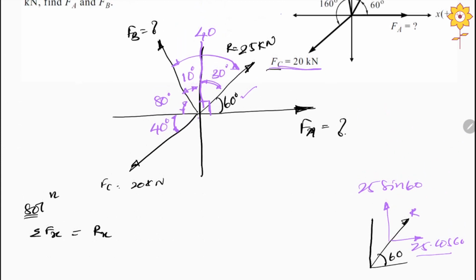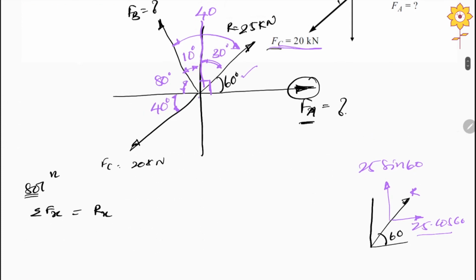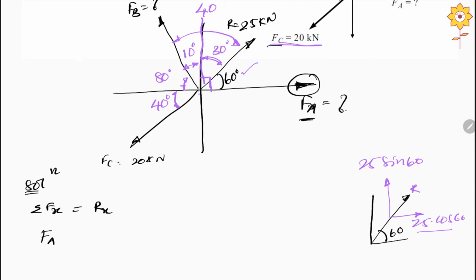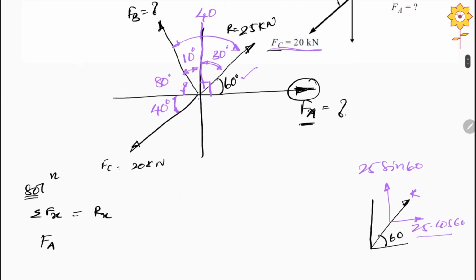In the Fx we have one thing, that is FA, right. This horizontal axis is nothing but FA. So we have FA, which is acting left to right. So we write FA, and what other horizontal forces do we have? The component of the resultant, again acting from left to right, will be positive. So we don't have to write it over here.